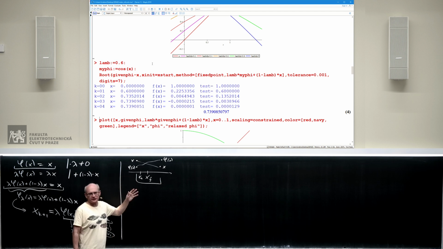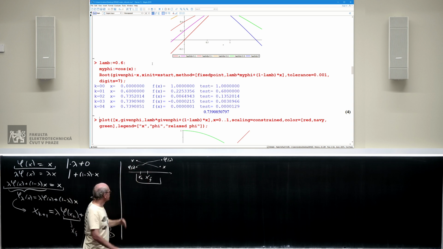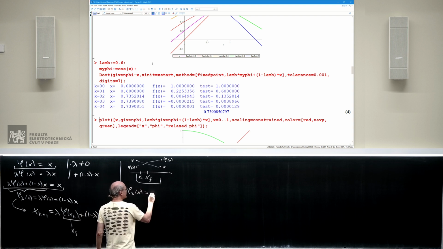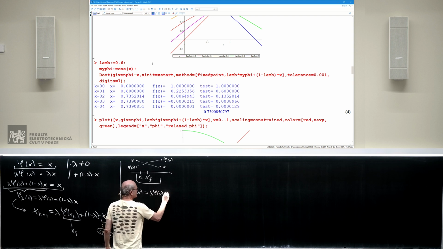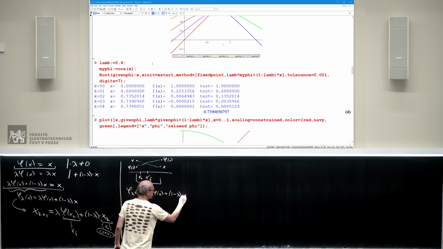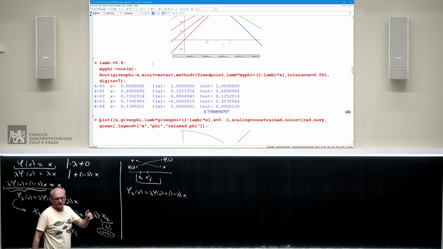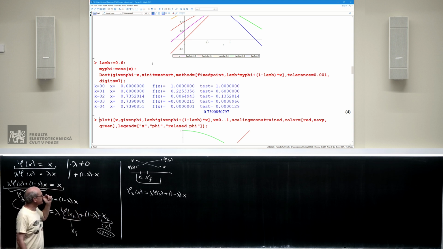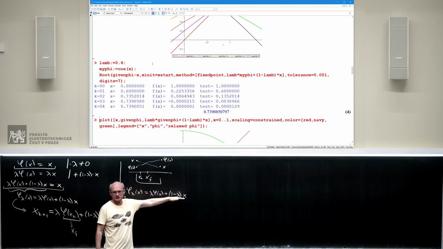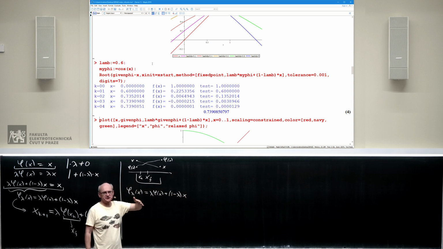If the iteration doesn't work, or if you simply don't like the derivative because it's too large, you may start thinking of using relaxation. So you are using function phi lambda x is equal to lambda phi x plus 1 minus lambda x. Now, what is your requirement? Your requirement is that this function is as flat as possible. Well, the flattest function is the function which has derivative equal to 0.